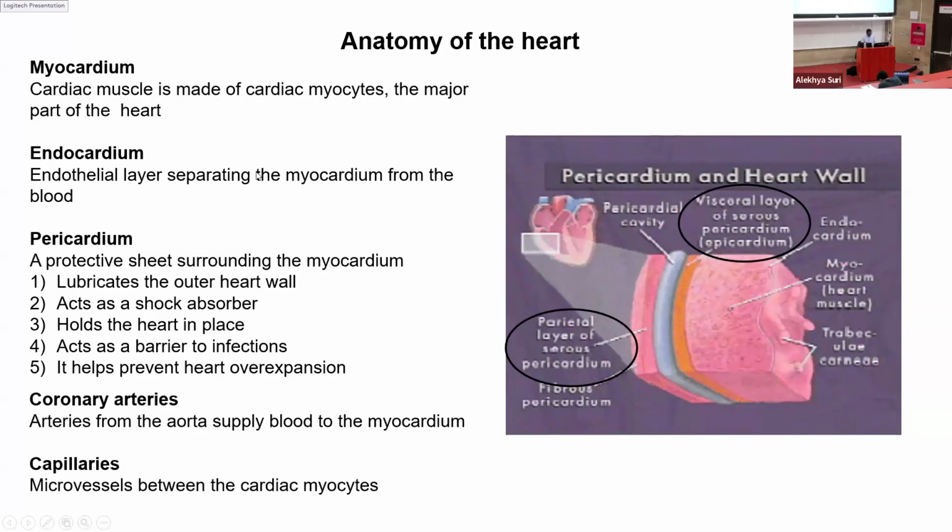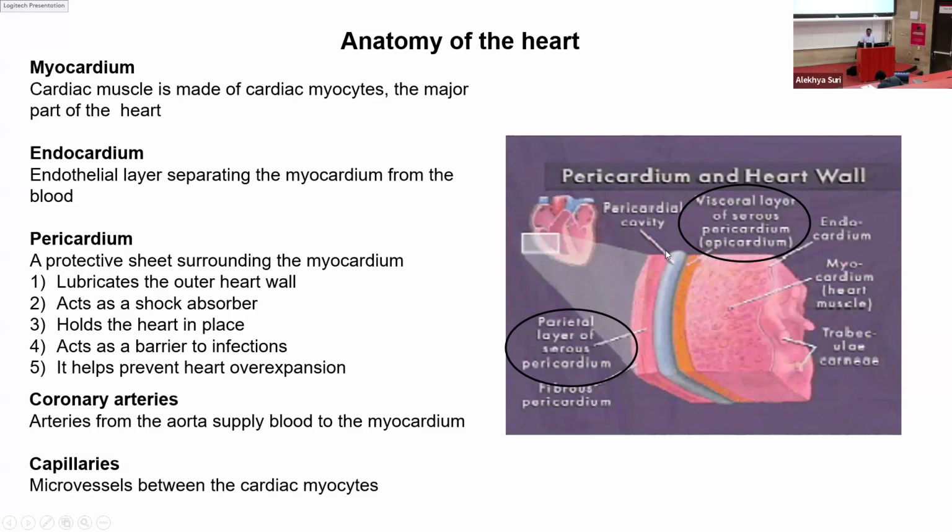And then the second layer is the endocardium. Endocardium is the layer which is present inside the heart. It is not directly connecting with the blood, but it is separated by a layer called the endothelial layer. This endothelial layer separates the endocardium, or the cardiac muscle, from direct communication with the blood. And then the outer layer of the heart is called the epicardium.